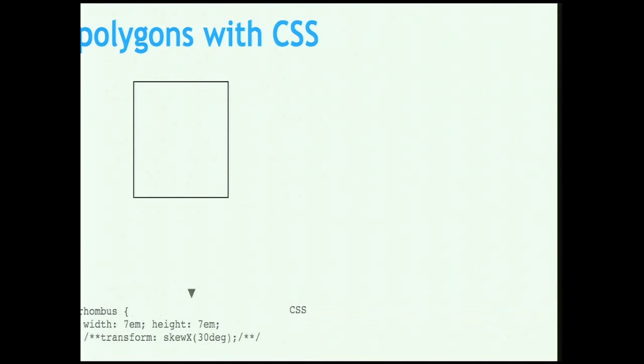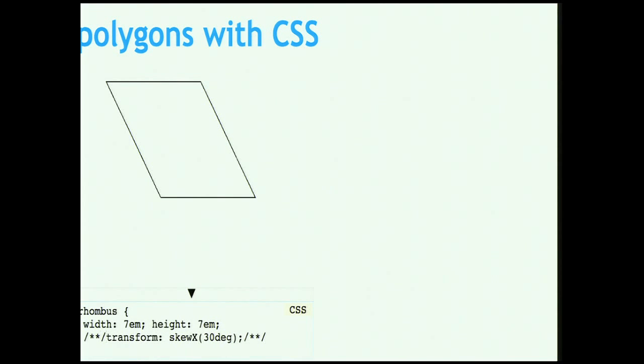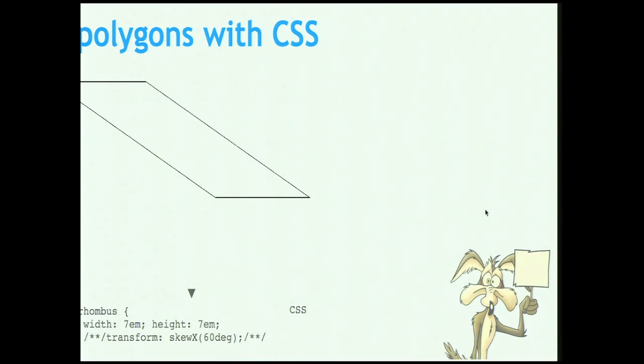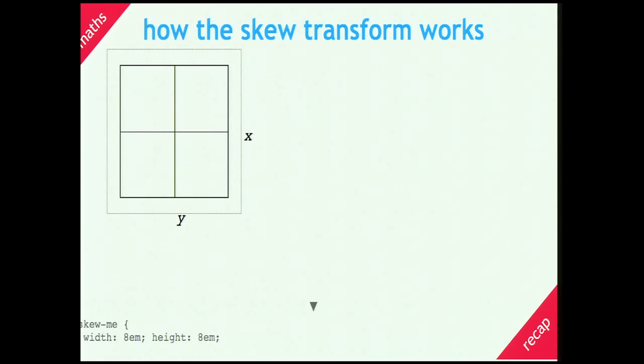So you think that you get a rhombus by skewing a square. Well, let's see that. This is a square, so let's see what happens if we skew it. Well, it's not a rhombus. And you can see it better if I increase the angle. It's not. So why isn't it? What's happening here? Well, let's see first how the skew transform works.